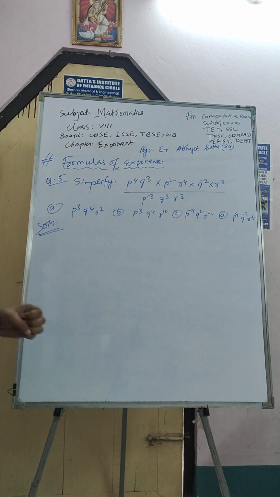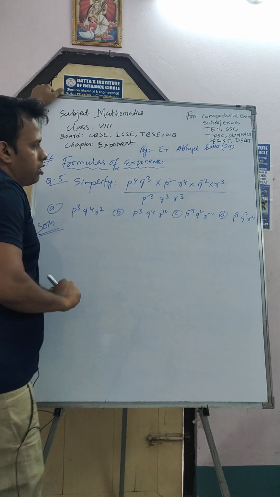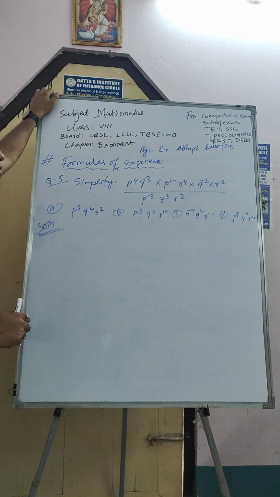Hello students, our next question, that is question number 5. Simplify this: p to the power 4 q to the power 3 into p square r to the power 4 into q to the power minus 2 r to the power 3, divided by p to the power minus 3 q to the power 3 r to the power 3. Which option is correct?